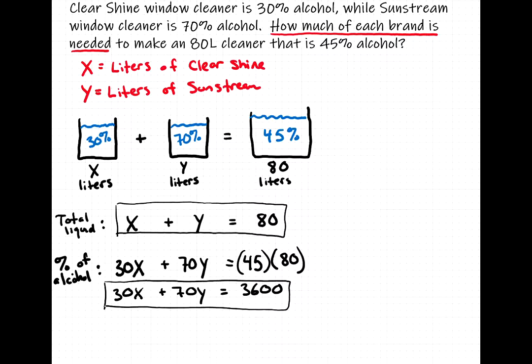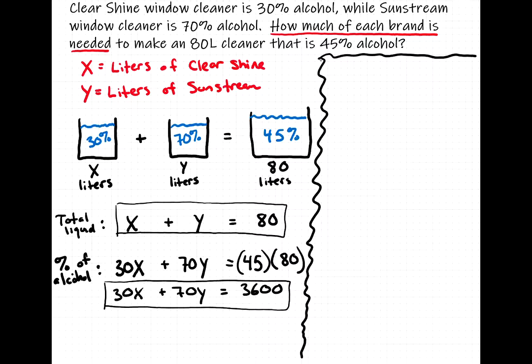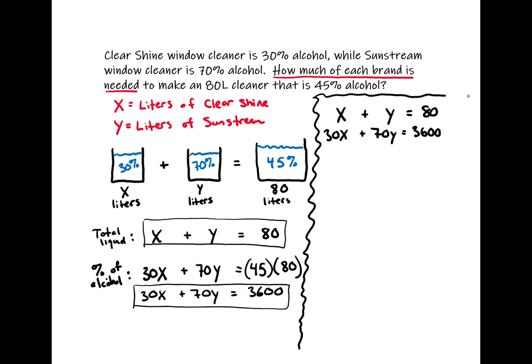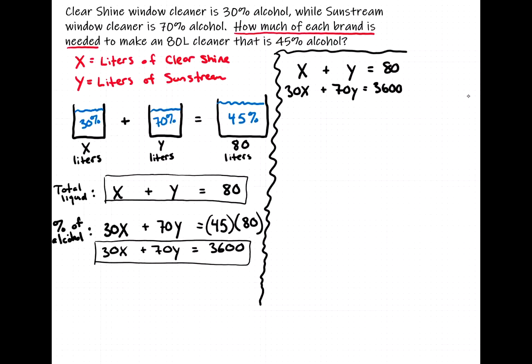And so this is no longer a word problem. We have translated those words into mathematical equations. So now the problem is: solve the system of equations x plus y equals 80, 30x plus 70y equals 3,600. And I'm going to solve this using elimination, which is my preferred method. If we want to eliminate the x, and I'm just picking x because it's got the smaller number here, we could take this first equation and multiply by a negative 30. So multiply both sides by negative 30.